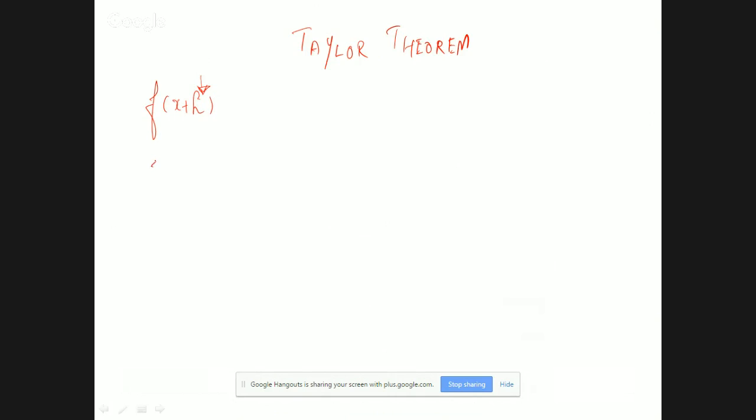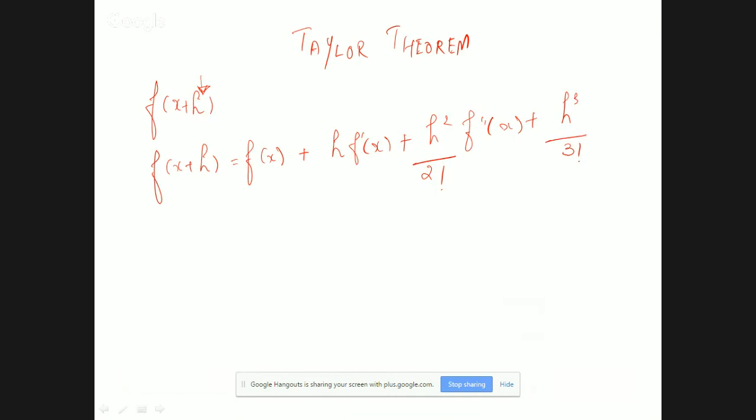Then I can write f of x plus h is a function of h, and it can be expanded in the powers of h, and it can be differentiated any number of times. Then I can write f of x plus h is equal to f of x plus h into f dash of x plus h square by 2 factorial f double dash of x plus h cube by 3 factorial f triple dash of x, and so on.